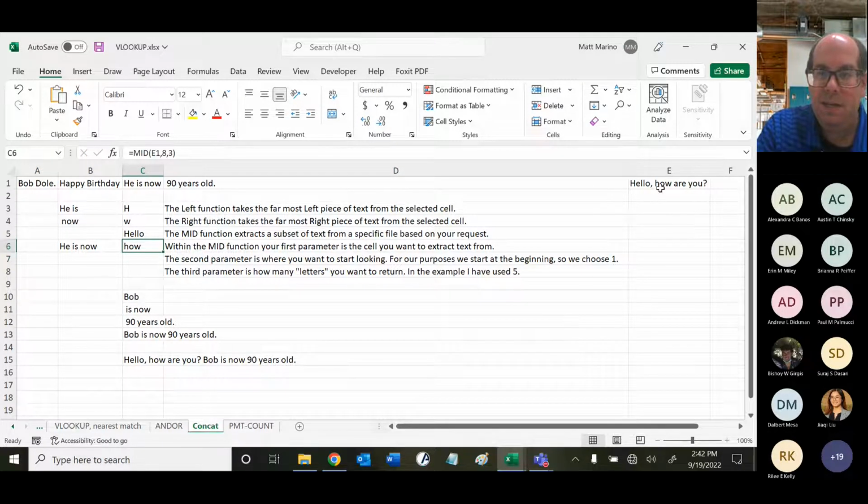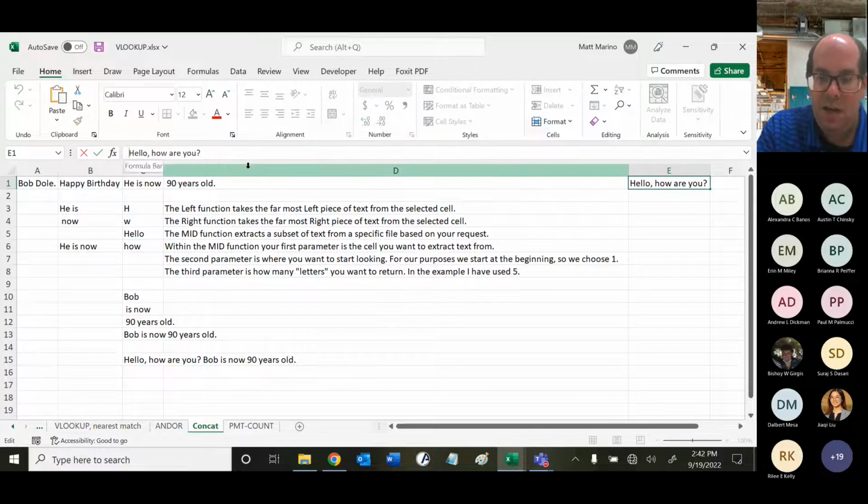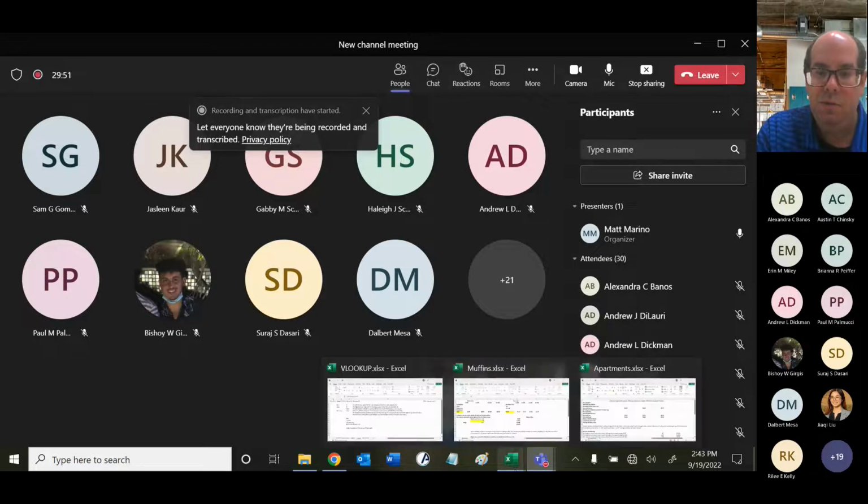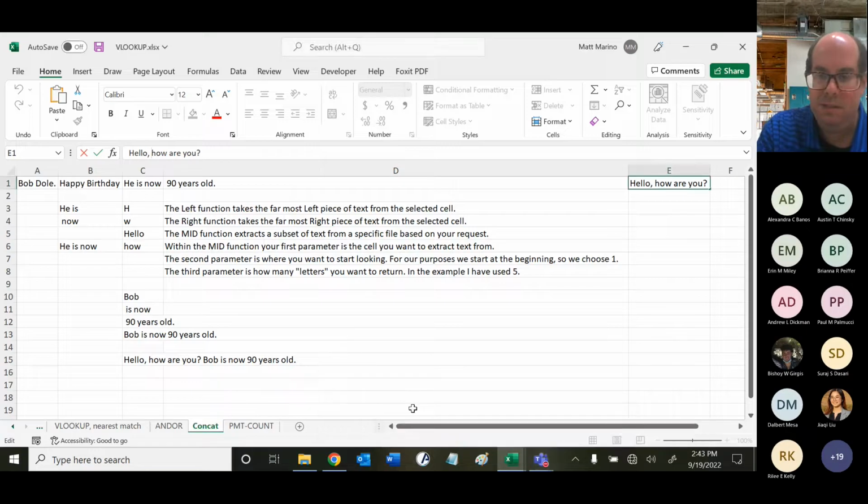So how did Gabby calculate that it's 8? Well, you literally just count. H is 1, E is 2, the first L is 3, the second L is 4, the O is 5, the comma is 6, the space is 7, the second H is 8. That's why a lot of people tend to use left and right a lot more than mid, but mid is useful when you want to grab something from the middle of a file.